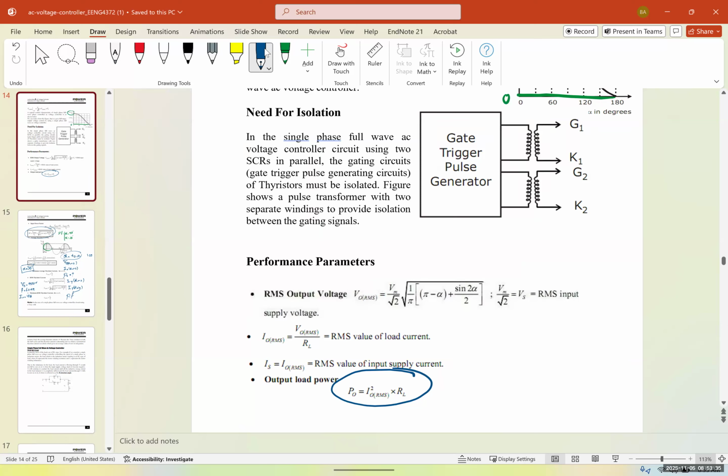Alpha. Why are you getting a negative? Oh, you have to change that into 180, and that's a 30 degree. The alpha is in terms of radians, so you have to convert it.